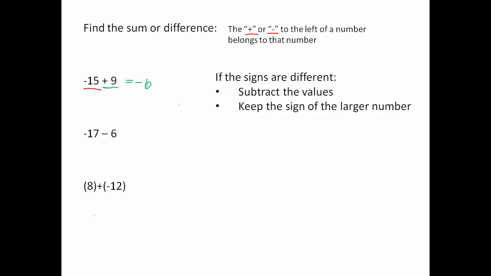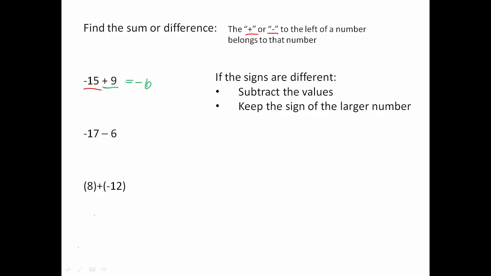You can also think about this in terms of a number line. If the two signs are different, those two numbers are pulling you in different directions, one to the left and one to the right. So you'll be subtracting the values because they cancel out. Let's take a look at our second example.